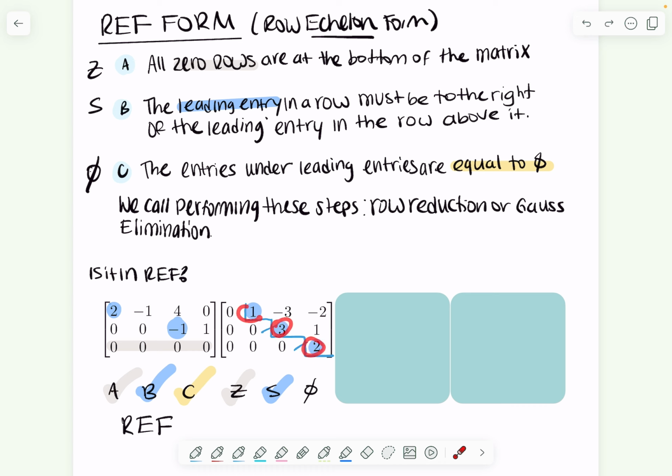So instead of checking each one, you can just do the staircase hack. And I'll show you in another problem what it looks like when we don't pass the staircase hack. But before that, let's check this one.